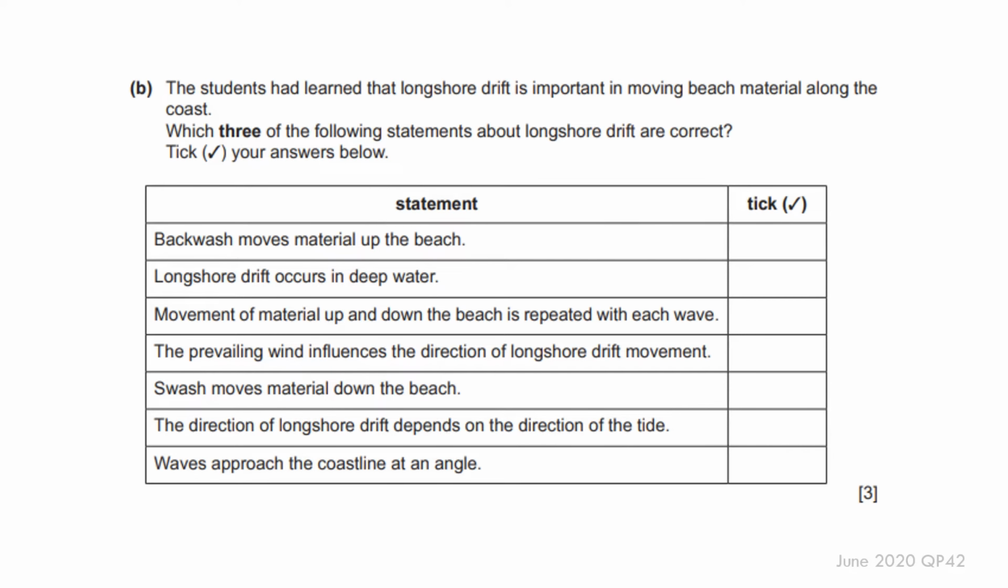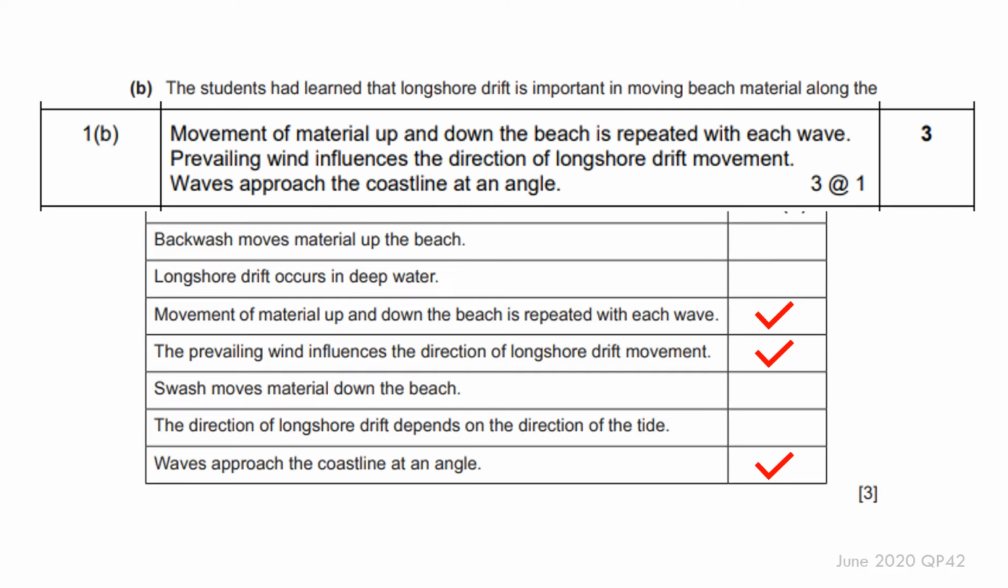And again, another common question: you might have to tick 3 statements that are true about longshore drift. So we talked about it being the movement of material up and down the beach, the prevailing wind is the key influence, and it's all about waves approaching the beach at an angle. And so again, check the mark scheme, and away we go.